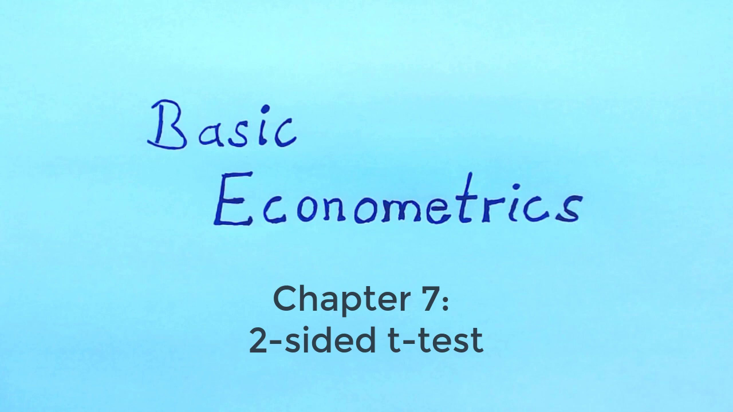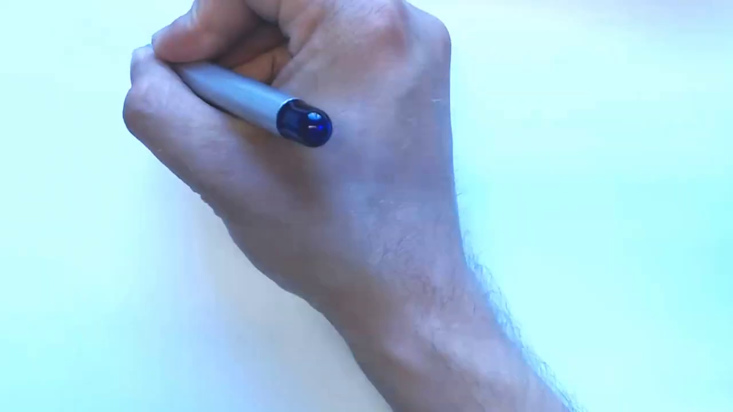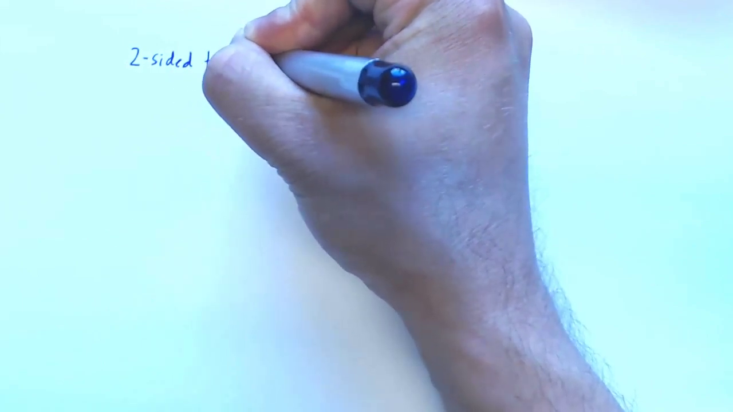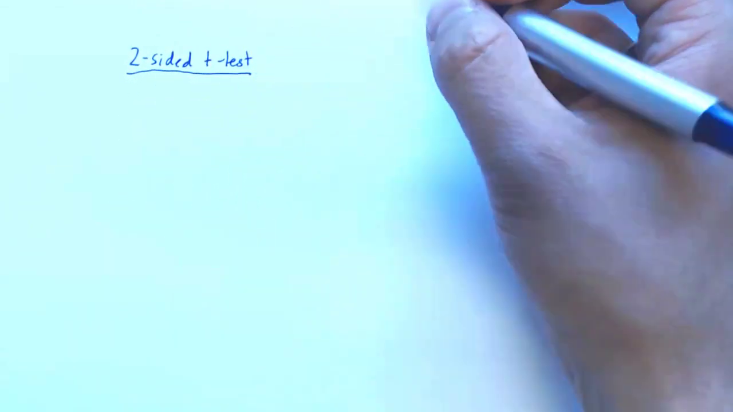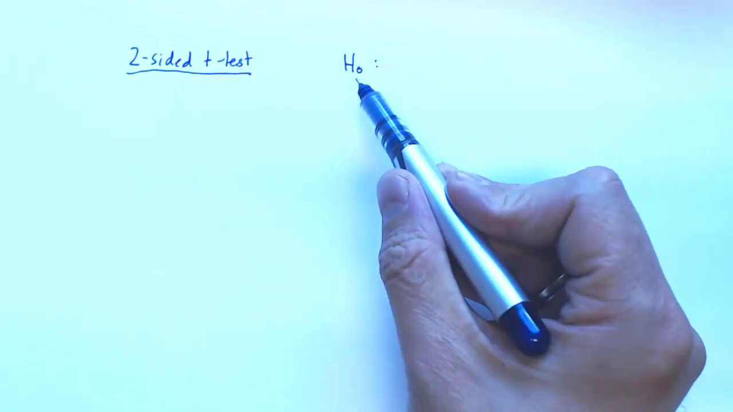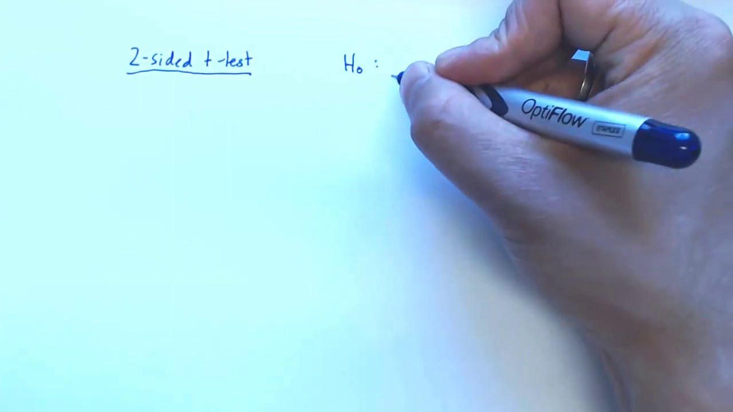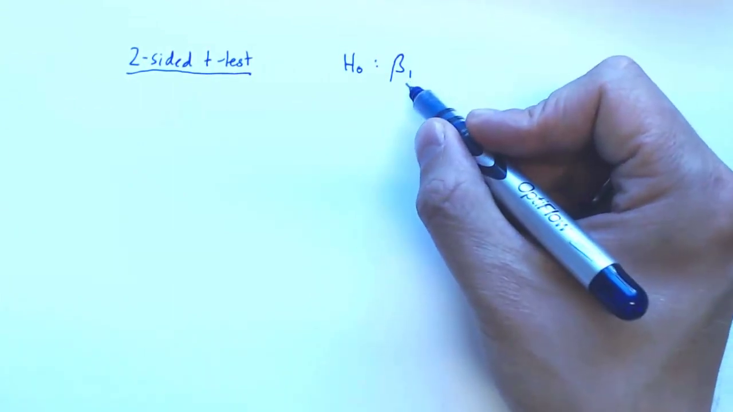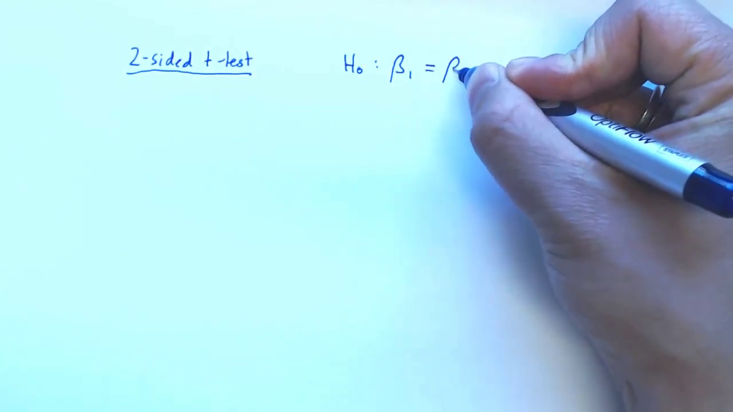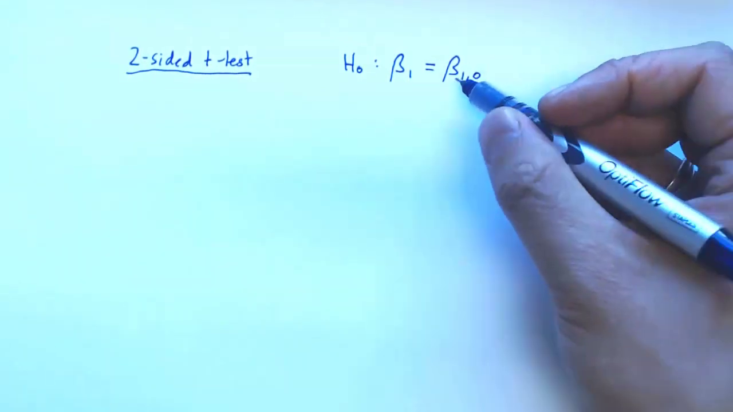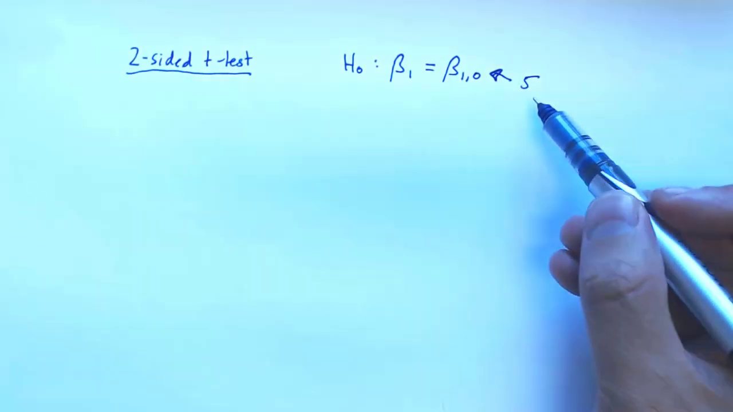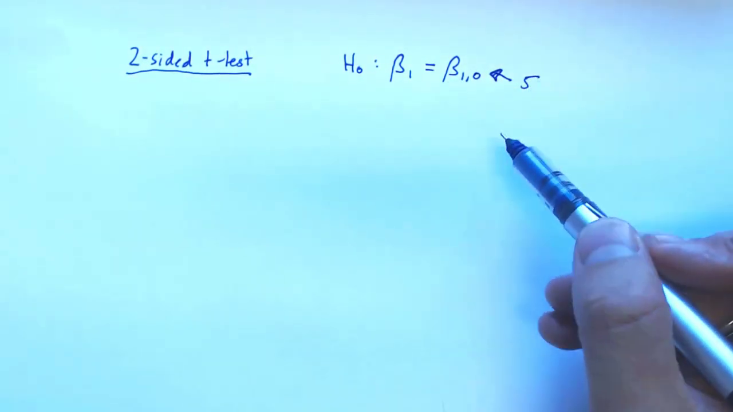The first statistical test for the linear regression model that I want to look at is called a two-sided t-test. And it is good for testing null hypotheses of the form H0: the true coefficient of x1 is equal to some number beta 1 not, and this is just some number that we make up. For example, previously I put this equal to 5.